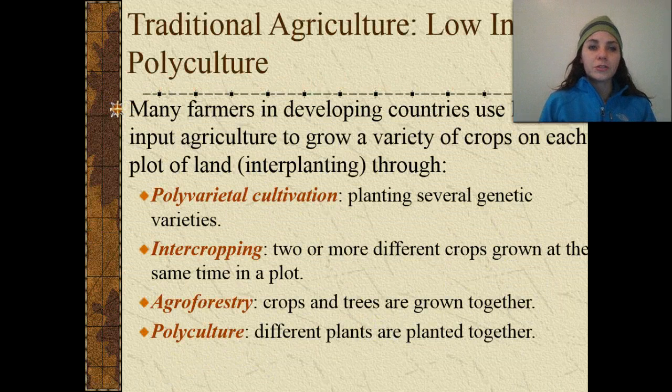So in traditional agriculture, we had a very low input polyculture. Many farmers in developing countries still use low input agriculture to grow a variety of crops on each plot of land, which we call interplanting, through polyvarietal cultivation, and that means that they plant several genetic varieties. They have intercropping, which means they plant 2 or more different crops and they grow them at the same time in that same plot. We have agroforestry, meaning that crops and trees are actually grown together. And then we have polyculture, which is where different plants are planted together.